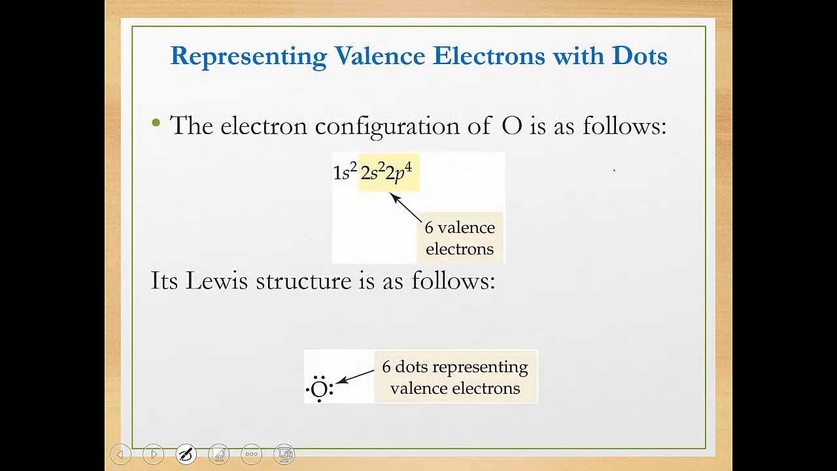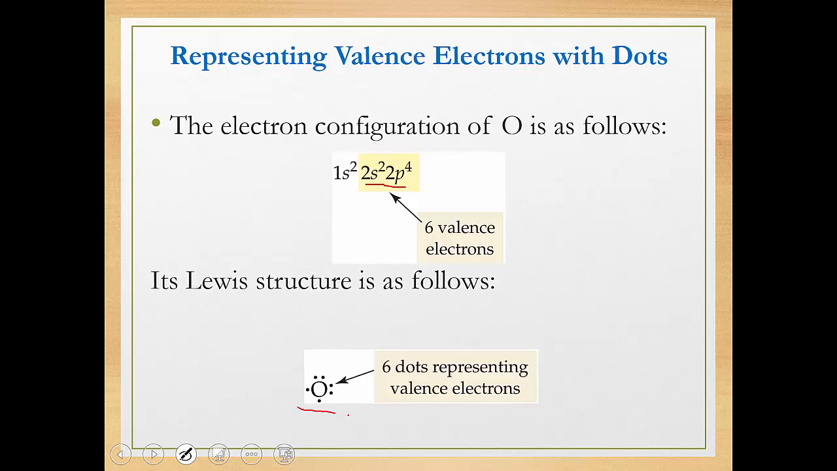So let's look at another example. If we look at the electron configuration of oxygen, it is 1s2, 2s2, 2p4. Now, the valence electrons, remember, are the outermost, so they're the ones in the highest shell, which is 2. So I have 2 in the 2s and 4 in the 2p. That's a total of 6. That corresponds to oxygen's position in the periodic table. It's in column 6A. So the Lewis structure would have 6 dots around it.